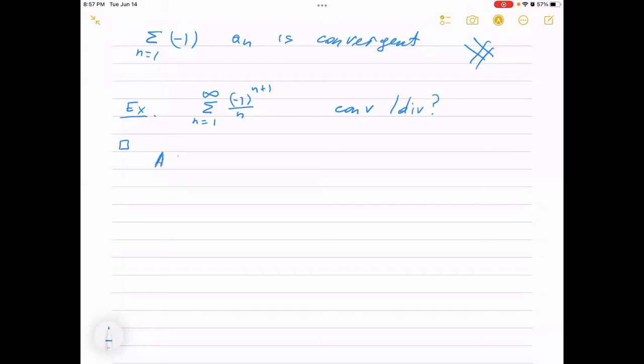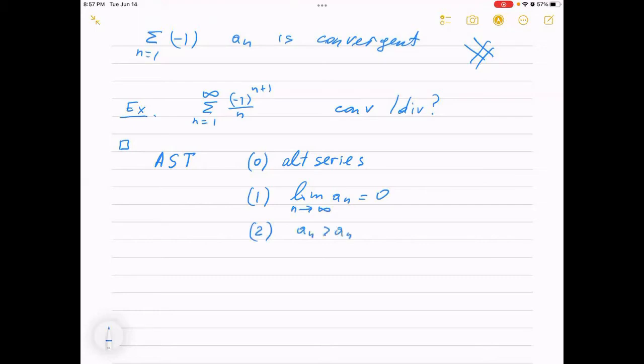I want to apply the alternating series test here. For this test, we need to check a few conditions. First condition, check that we have an alternating series. Then the first condition says that the limit of a_n equals 0 when n is approaching infinity. And then the second step, we need to check that a_n is bigger than a_(n+1), that is, a_n is decreasing. Okay, so we need to check these conditions.